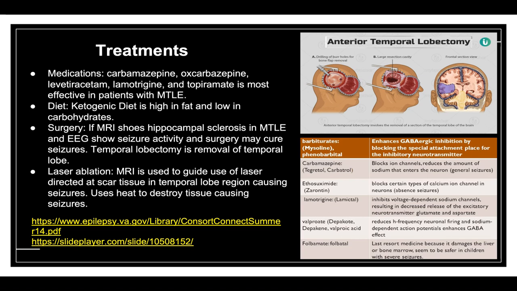Laser ablation is when an MRI is used to guide the use of a laser directed at scar tissue in the temporal lobe region, which is causing seizures. This uses heat to destroy the tissue causing the seizure. And the type of surgery that I was talking about, temporal lobectomy, is shown in the top right hand corner of how it looks. Also, all the information that I'm talking about could be found in the links that I've provided below.